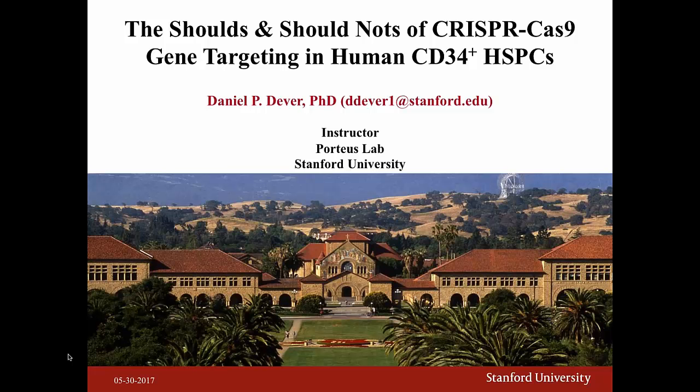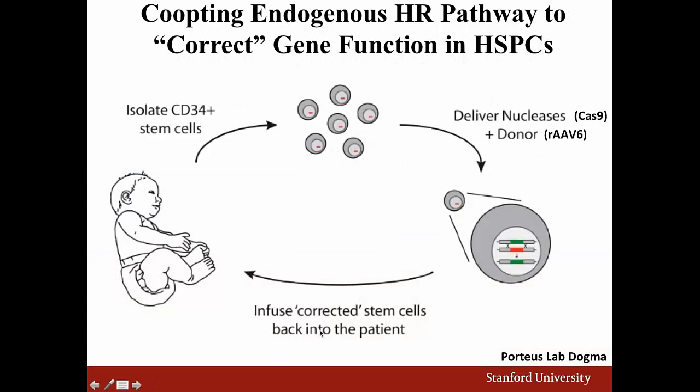And so what I thought I'd focus on today is the shoulds and the should nots of CRISPR-Cas9 gene targeting. So most of this is going to be about genome editing by homologous recombination strategies. The dogma within the Porteus lab is co-opting the endogenous homologous recombination pathway to correct gene function in hematopoietic stem cells for the treatment of serious diseases.